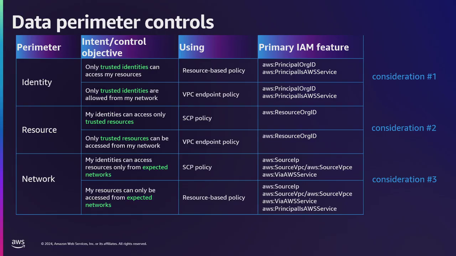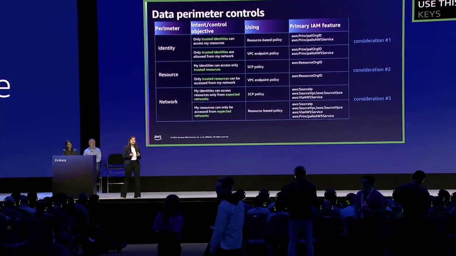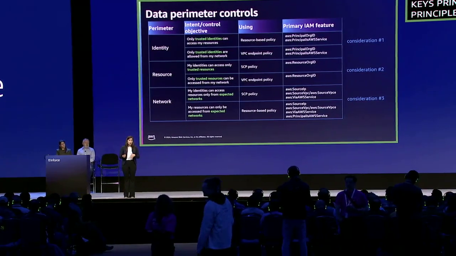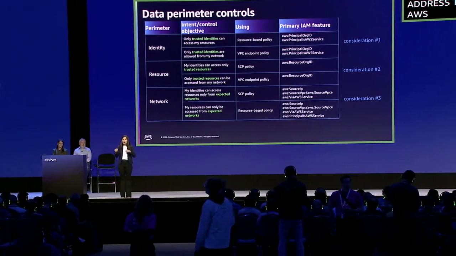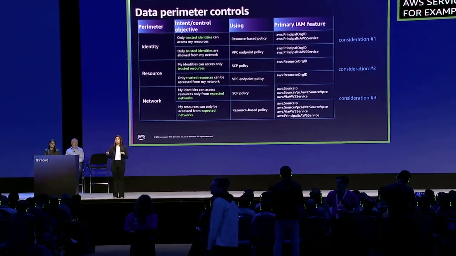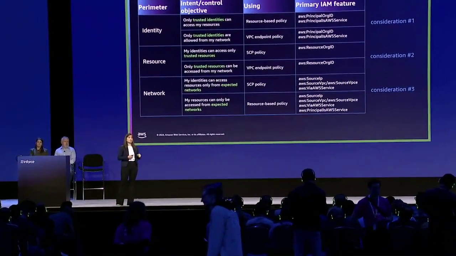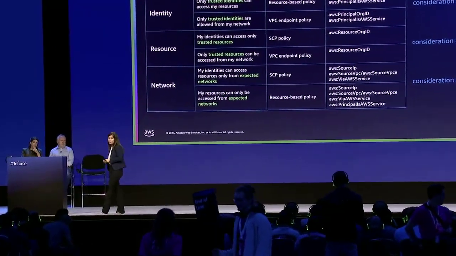For example, the identity perimeter. I like to think about it as trying to answer the question, who is making this request? And you can use the global condition keys, principal org ID, or principal is AWS service to address that. Principal is AWS service will help you with, for example, CloudTrail. We talked about CloudTrail before, and we said that CloudTrail uses its own identity, its service principal, to access resources. So principal is AWS service will help you address that access pattern.